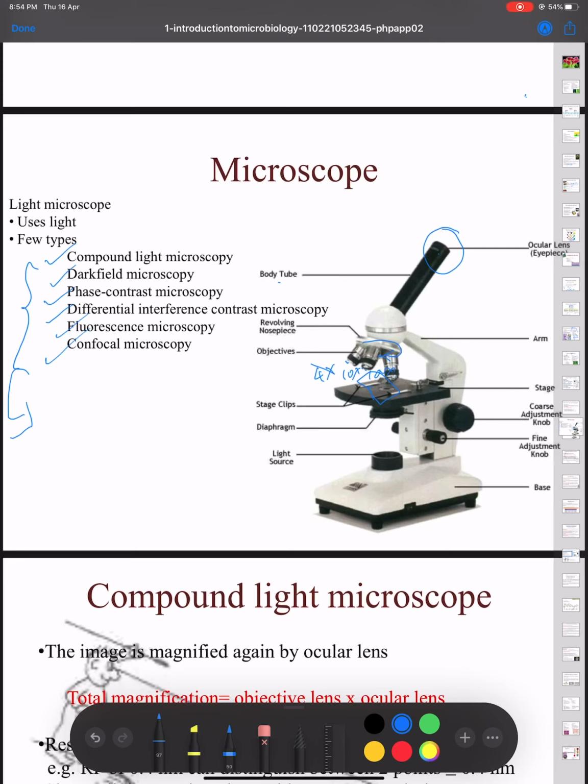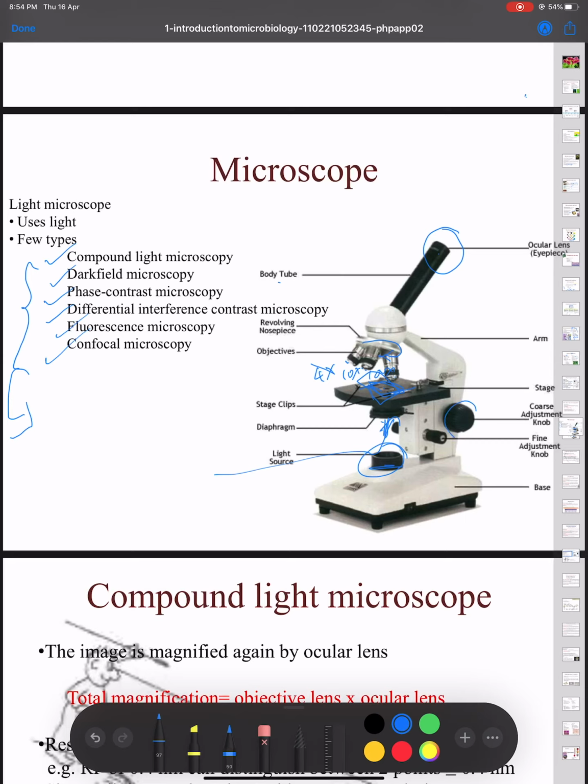So based on your convenience, or on how much you want to zoom in and focus, you can just rotate your objective lenses. You have the stage clip, and here you can place your cover slip with your sample so that the sample does not move here and there. And you have the diaphragm to adjust your light so it reflects properly to your stage. This is the light source, where you have a convex mirror that reflects the light and makes the sample visible.